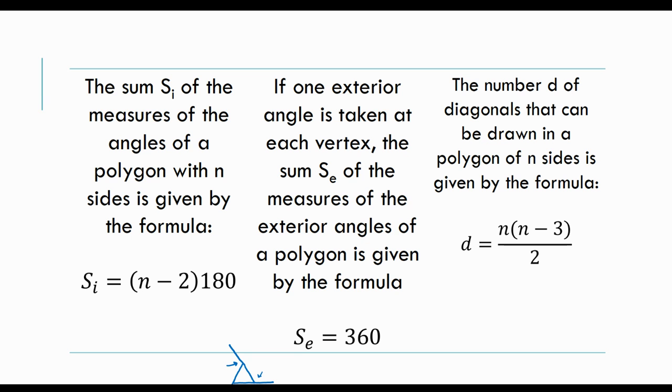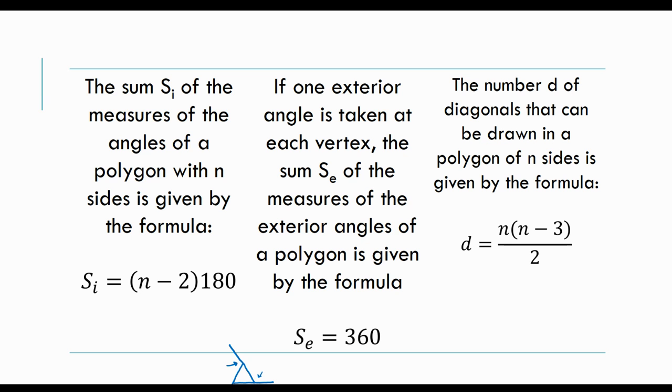And it doesn't just have to be a triangle. It could be a 100-sided shape. Its exterior angles will always add to 360. And then the last formula, it says the number d of diagonals that can be drawn in a polygon of n sides is given by the formula. We always can define our diagonals by taking n times n minus 3 and dividing that whole thing by 2. Once again, n represents the number of sides, which is also the number of angles. So whatever that is, we can plug that number into both of those n's, and we can use this formula to tell us how many diagonals are in the polygon.